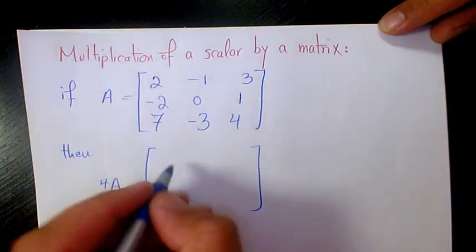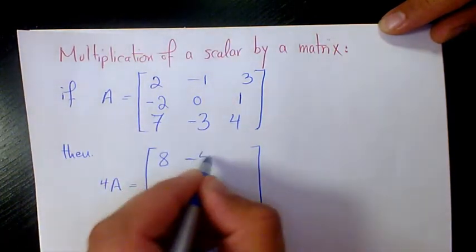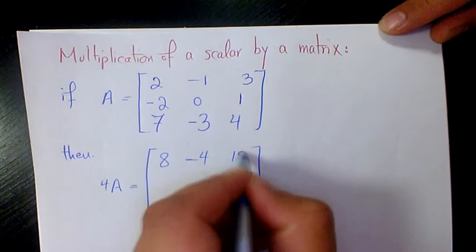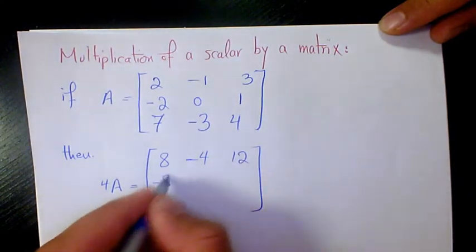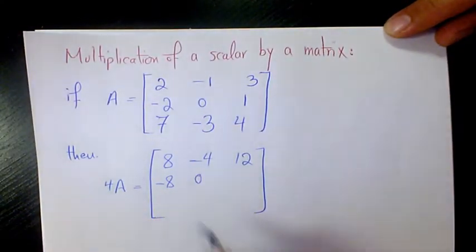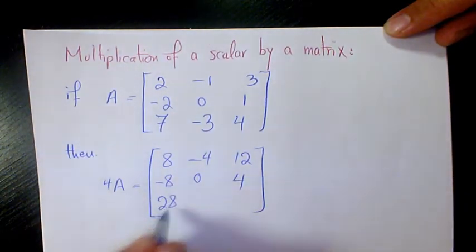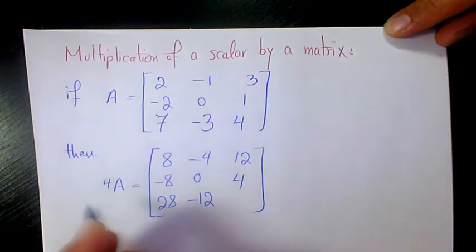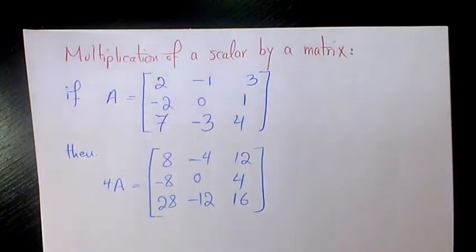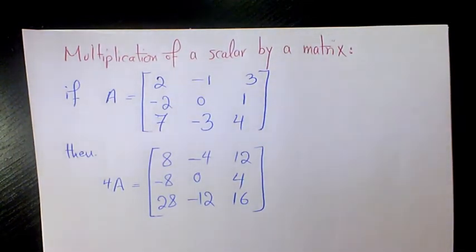So 4 times 2 is 8. 4 times negative 1 is negative 4. 4 times 3 is 12. 4 times negative 2 is negative 8. 4 times 0 is 0. 4 times 1 is 4. 4 times 7 is 28. 4 times negative 3 is negative 12. 4 times 4 is 16. So that's going to be the answer. That's how we multiply a scalar by a matrix. The answer has to have the same dimension or same size as the original matrix.